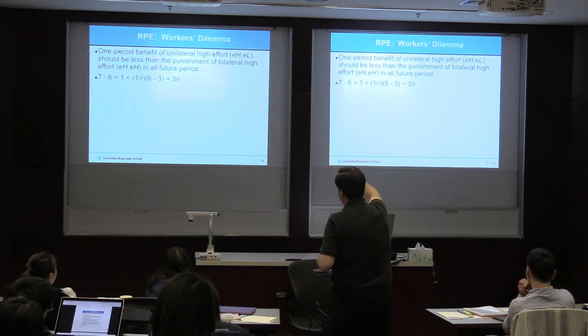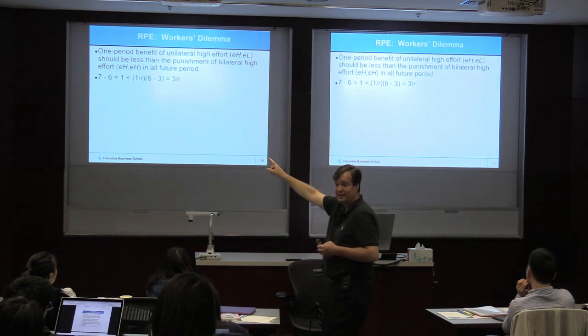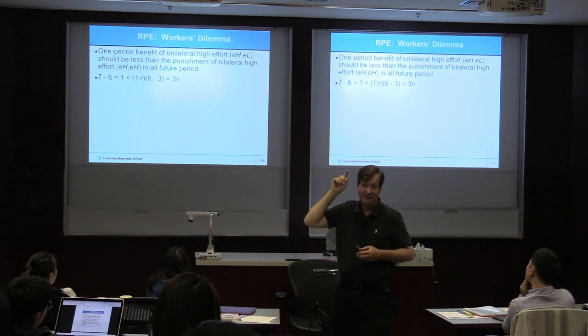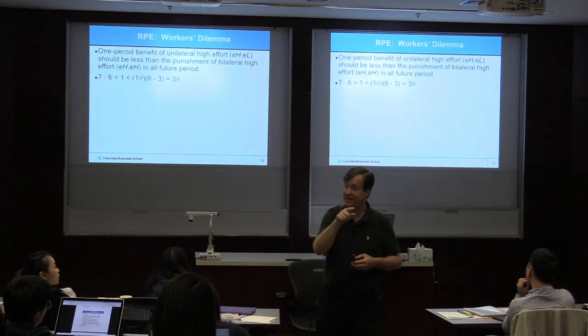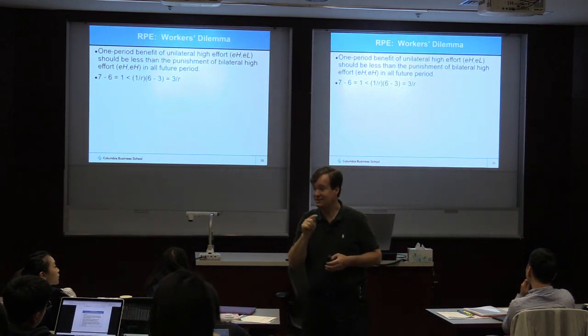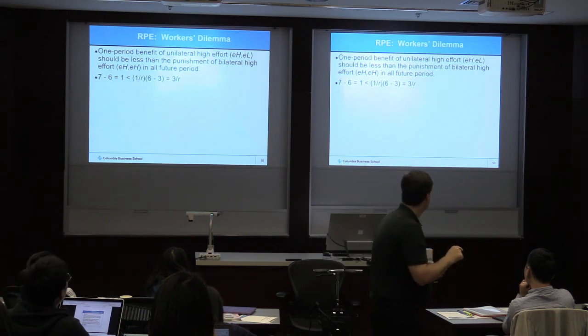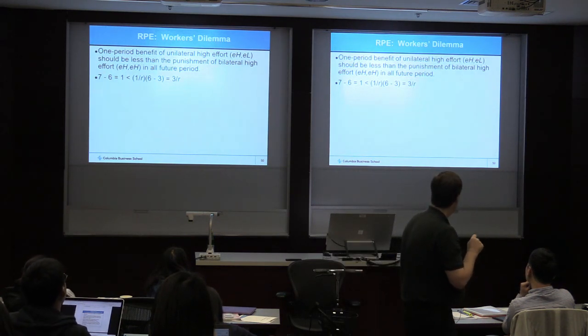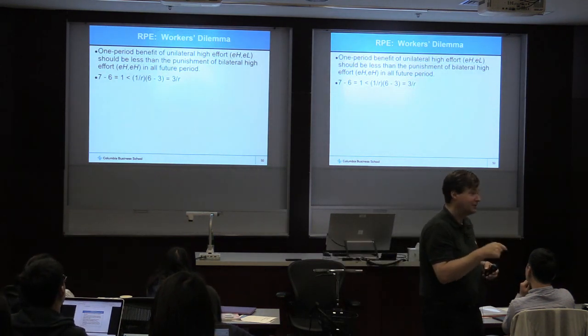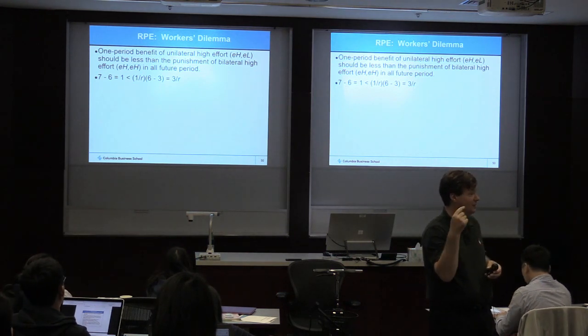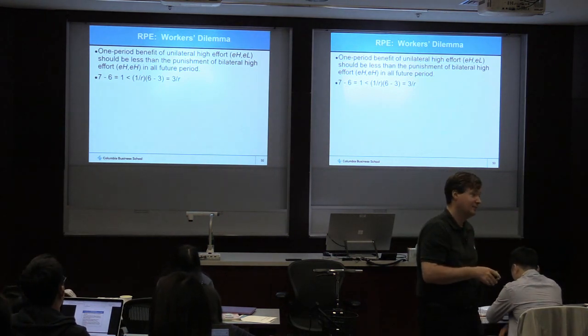So what's on the left-hand side? That's your temptation to renege today. If you're both playing 6, you can deviate and work and get 7 instead. So that's your temptation to deviate from that collusion today. What's on the right-hand side? The punishment forever of reverting to the working equilibrium instead of the shirking equilibrium.